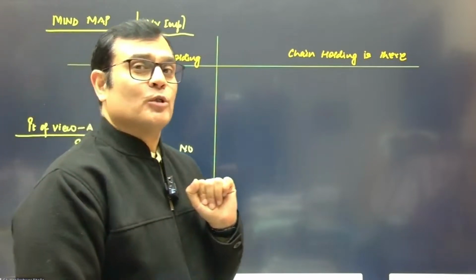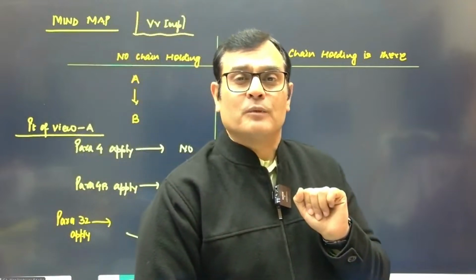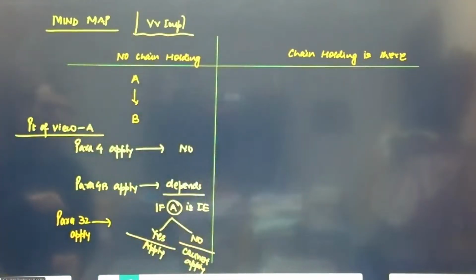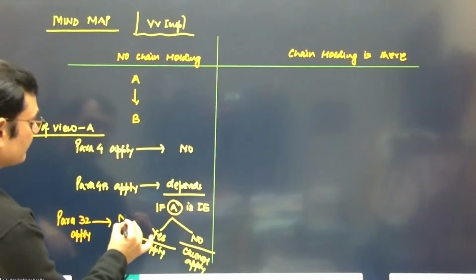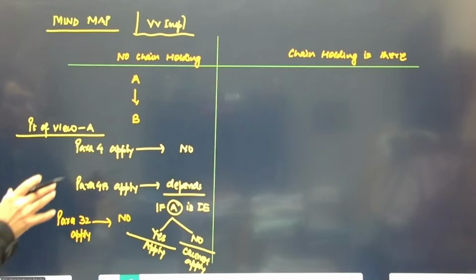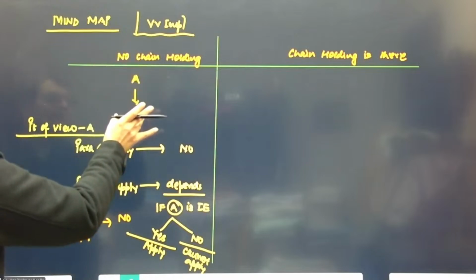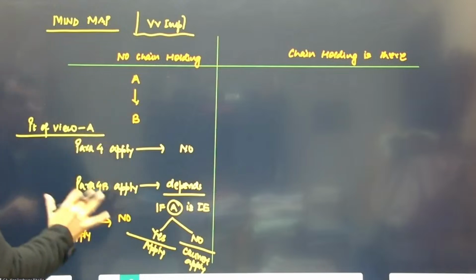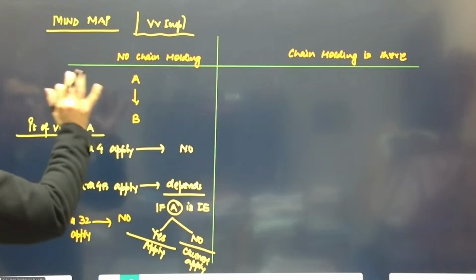Para number 32 also, we said, is a clarification when there is a chain. So do you think para number 32 can apply in this particular case? No. I hope my position is 100% clear. When there is no chain, para 4 can never apply. Para 32 can never apply. It is only para number 4B.